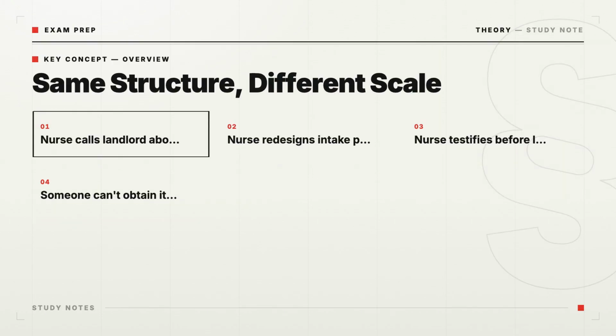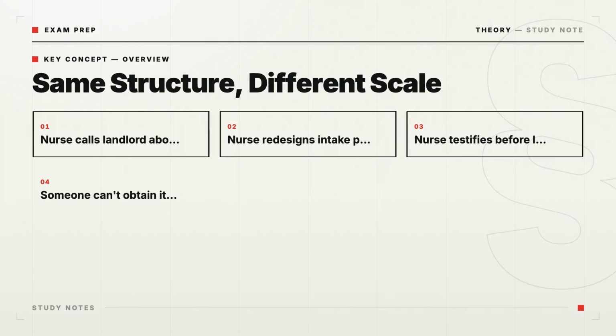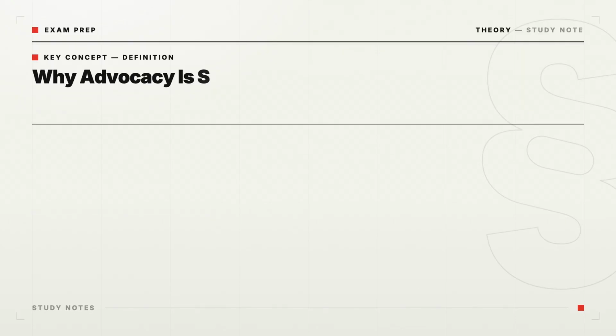The advocate role means facilitating access to needed care and speaking or acting on behalf of individuals or populations, spanning legislative advocacy too. At the small end, a nurse calls a landlord about mold where a child with asthma lives. In the middle, a nurse redesigns intake so people without permanent addresses can enroll. At the large end, a nurse testifies before a legislative committee for tenants who will never know it happened.